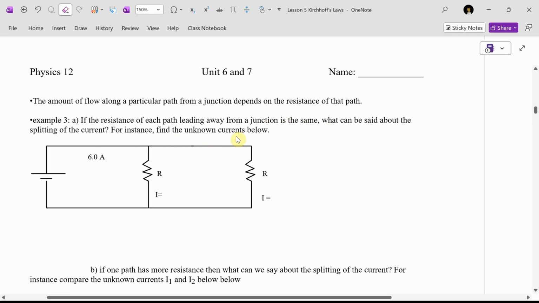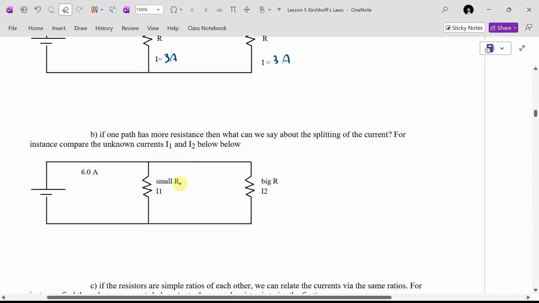It says, find the unknown currents below. So each resistor is R. In our magic idea of a ski hill, what we're saying is the 2 ski hills are identical. If the skiers come to a fork and both ski hills coming up are identical, what would make sense for how the current splits up? 50-50. It's going to be 3 amps, 3 amps. That shortcut I'll use sometimes. I might notice, oh, there's a 10 ohm resistor and a 10 ohm resistor. I can just split the current without having to do any math.